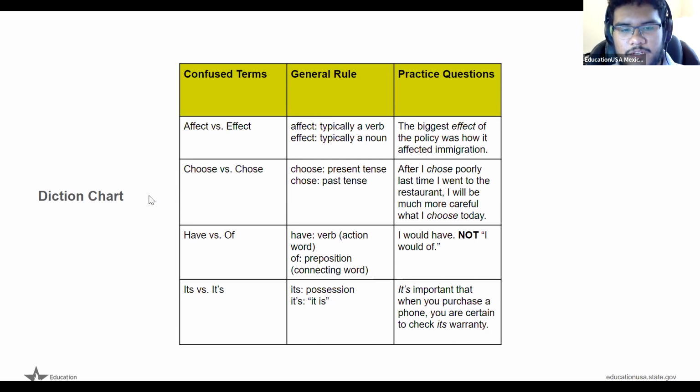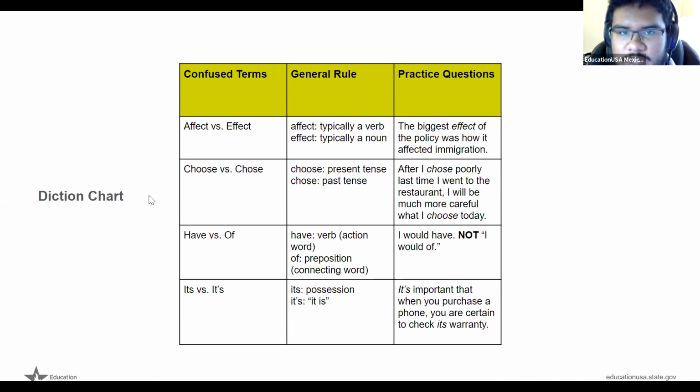Of is a preposition connecting the word. The reason these terms are confused is because in certain contexts they can sound almost the exact same, which shows here in the practice questions. I would have can generally also be contracted into I would've, and from there you can probably hear why have and of get confused. So I would've kind of sounds a little bit like I would of, but that's incorrect.